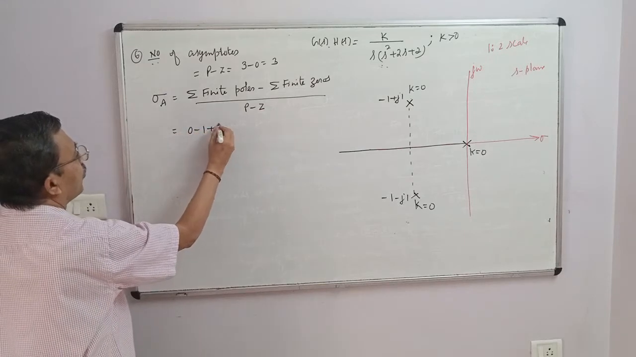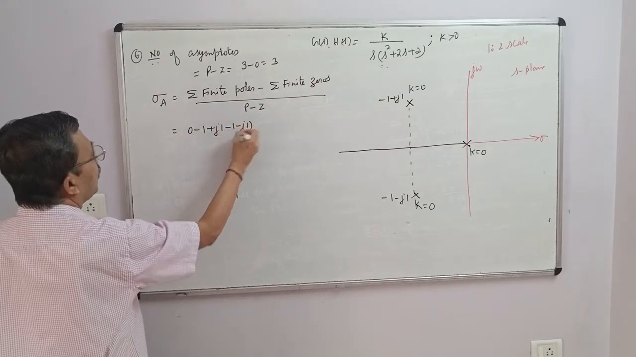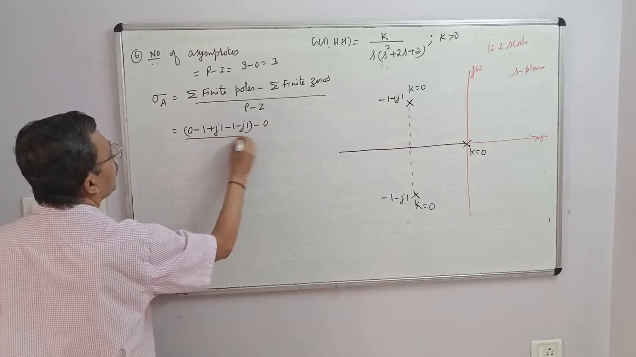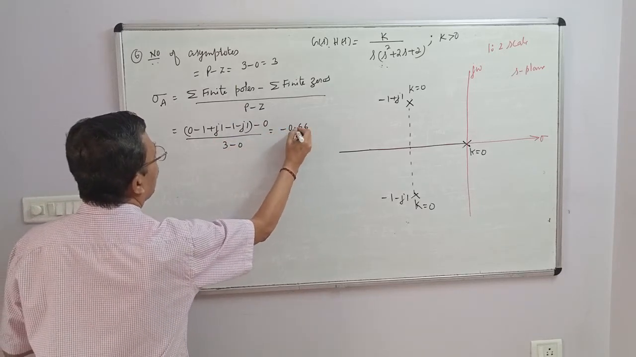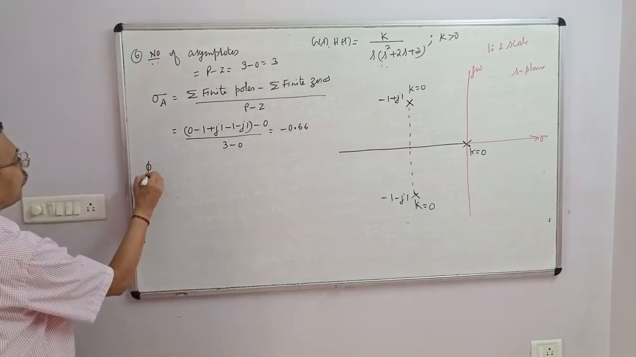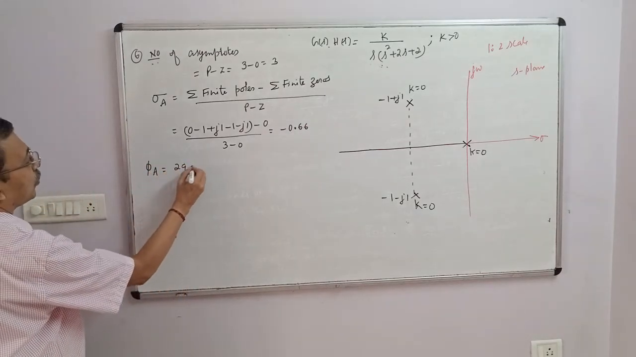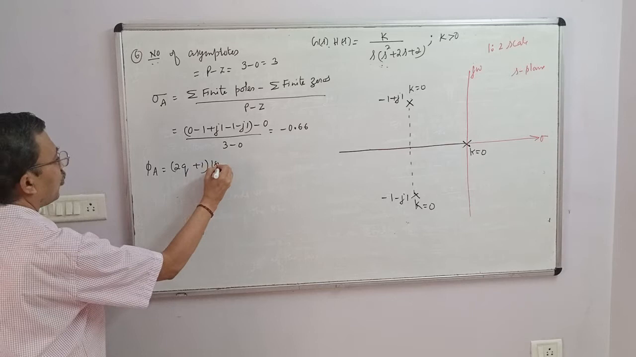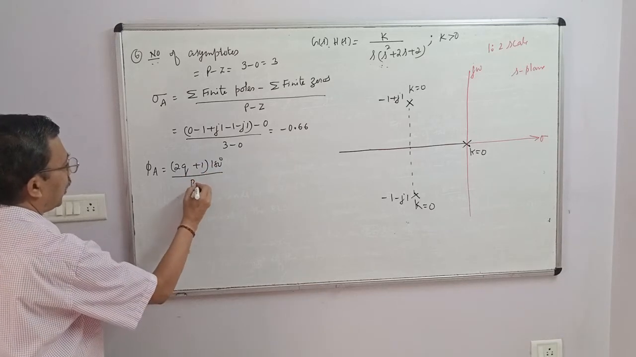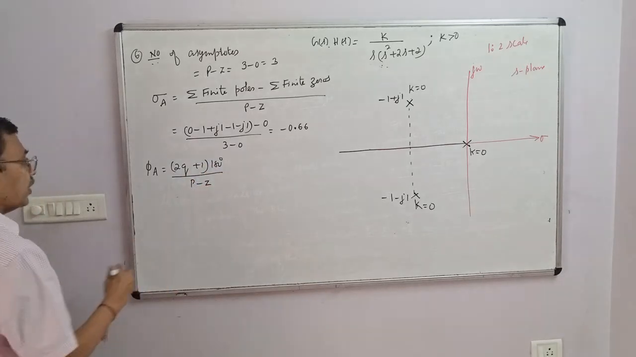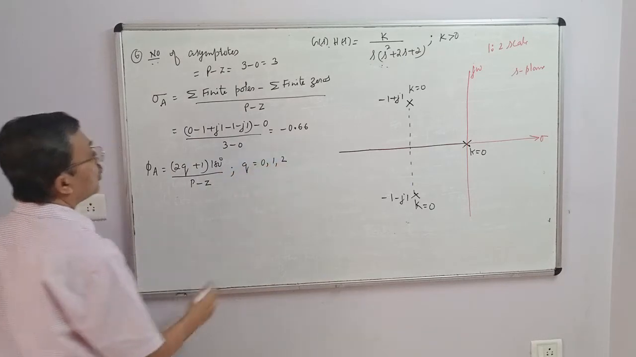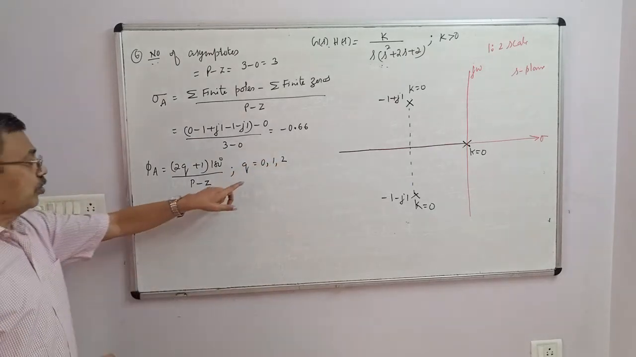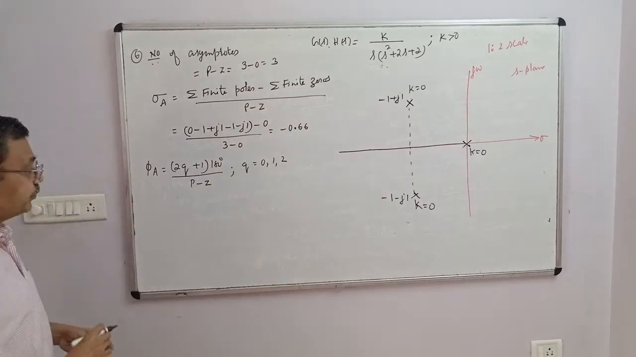0 minus 1 plus j1 minus 1 minus j1, no zeros, divided by 3 minus 0. Minus 2 by 3 means minus 0.66. Phi A is equal to (2Q plus 1) into 180 degrees divided by P minus Z. Since there are 3 asymptotes, Q takes 3 values: 0, 1, 2.